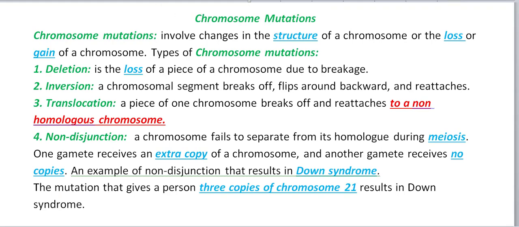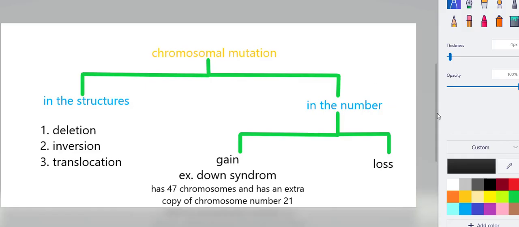Next is chromosomal mutation. Chromosomal mutation is very important. We have two main types of chromosomal mutation: in the structure and in the number. Type number 1 is in the structure, type number 2 is in the number.